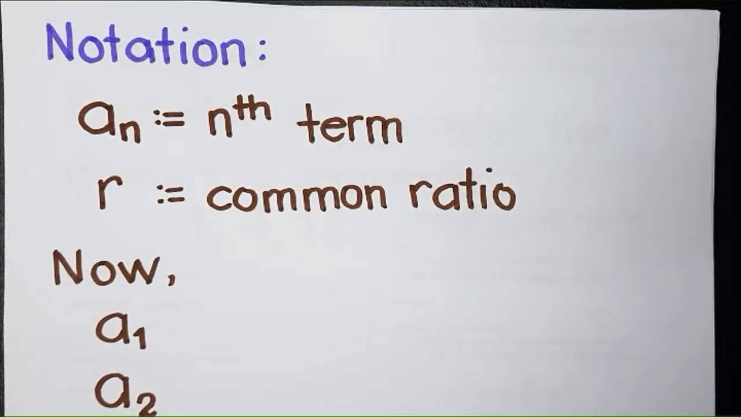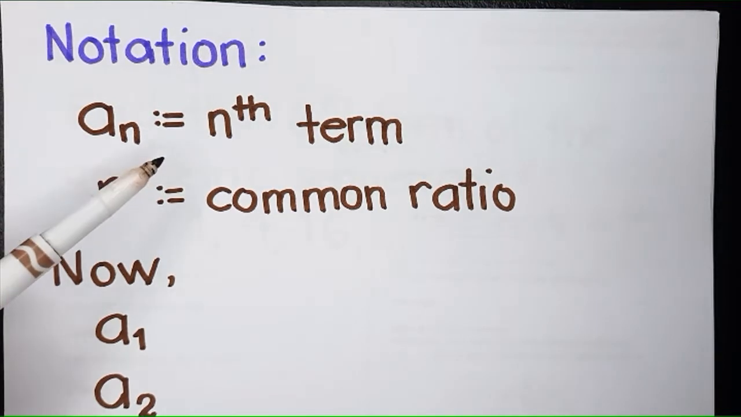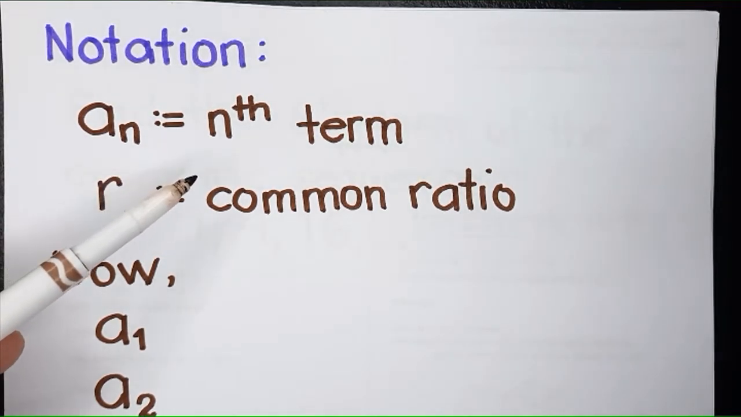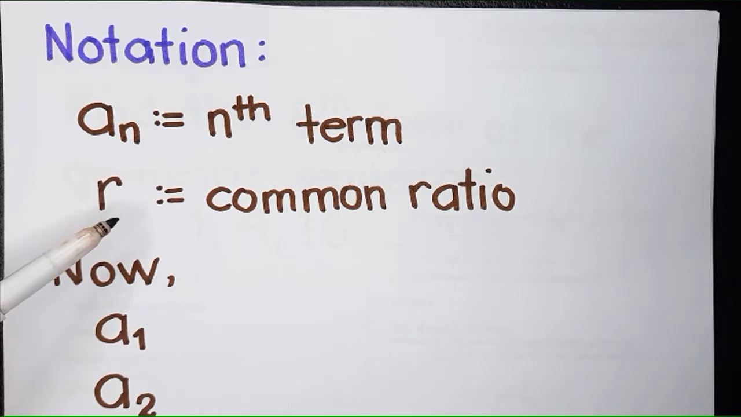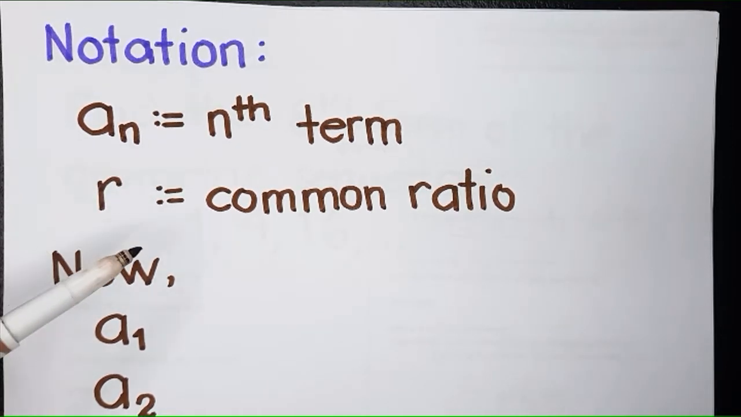Okay, let's consider these notations. Yung a sub n, that's your nth term. So if you have, for example, a sub 1, that means this is your first term. A sub 2, this is your second term, and so on. Alright? And then R, this is what you call your common ratio. Ito yung minumultiply ninyo sa preceding term to get the next term.